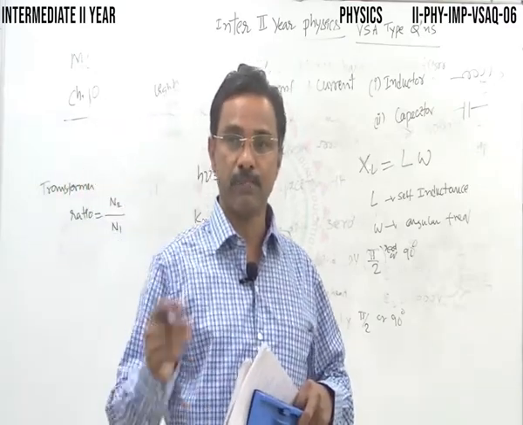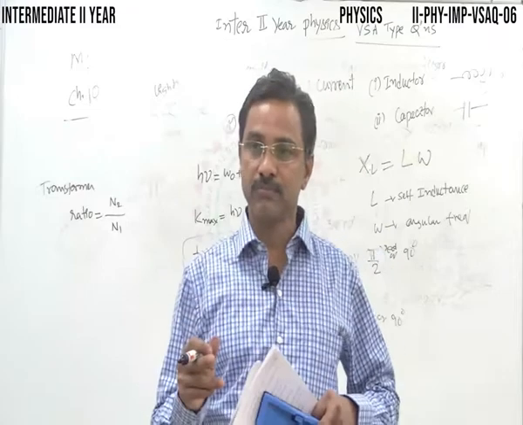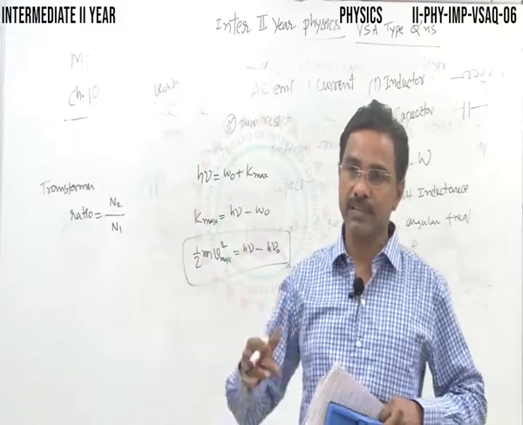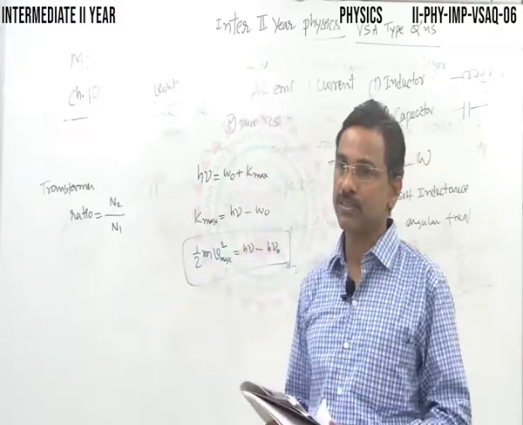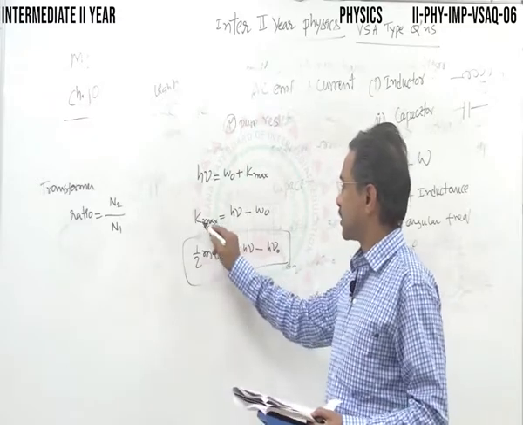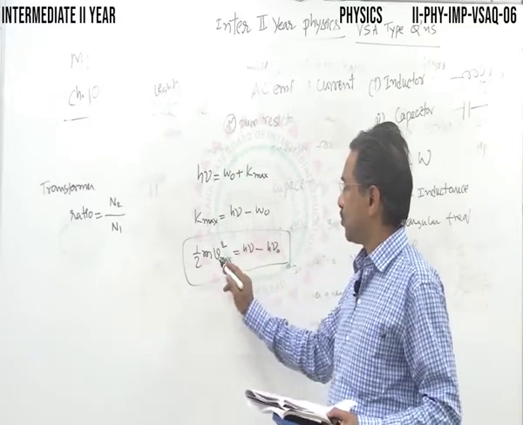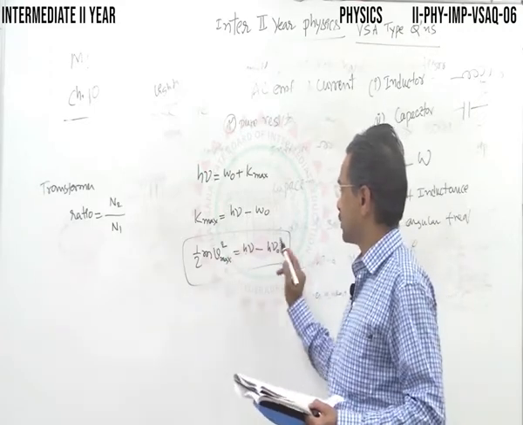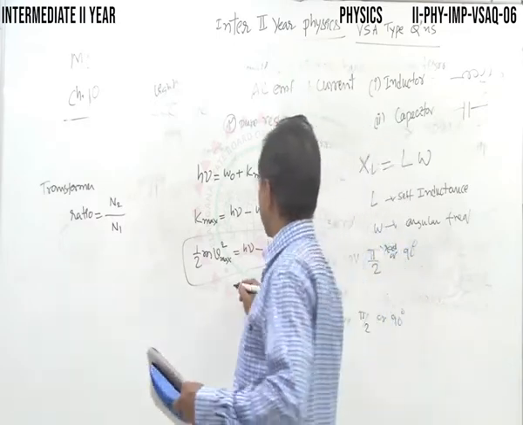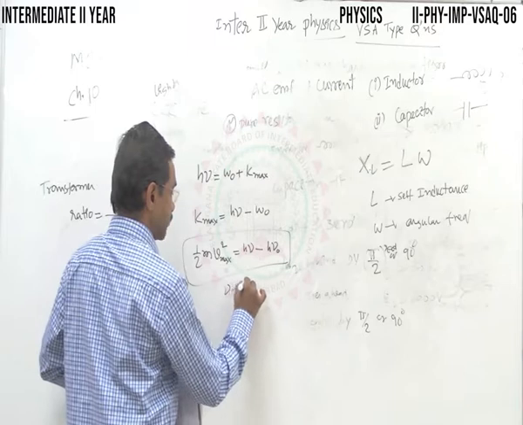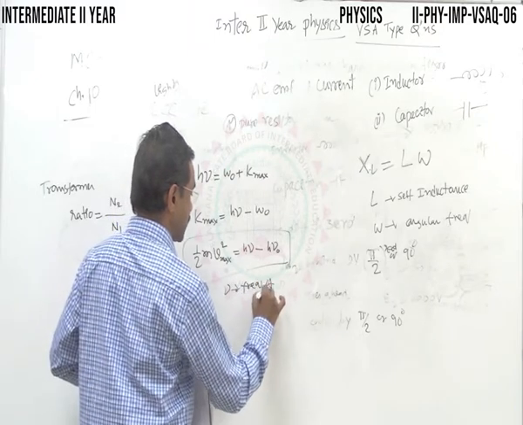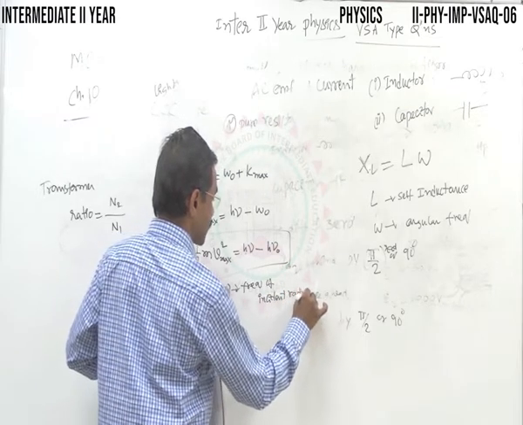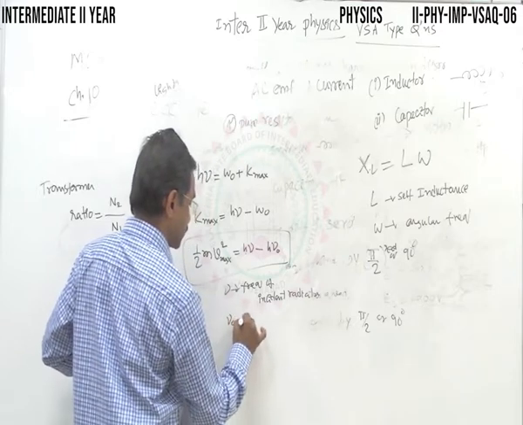The energy supplied in the form of photon is utilized for two purposes: to remove an electron, to detach an electron from the metal surface, and the rest of the energy is observed as kinetic energy of ejected electrons. So K maximum is h nu minus W0, or the maximum kinetic energy of the emitted electron or photoelectron can be written like this: h nu minus h nu 0. Here nu represents the frequency of incident radiation, and nu 0 is the threshold frequency.